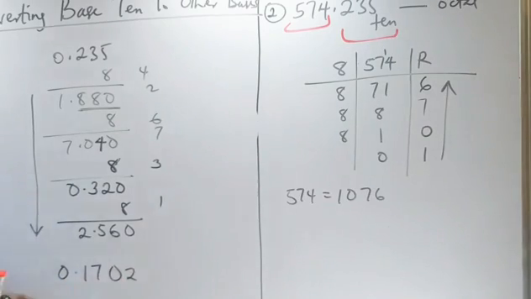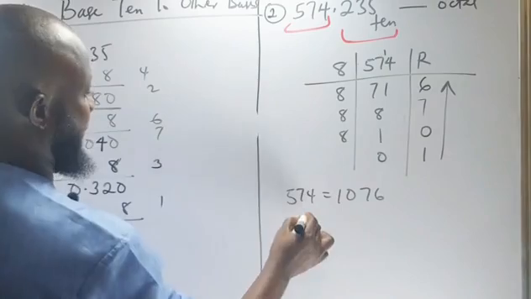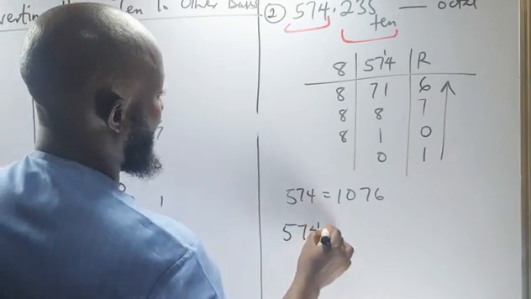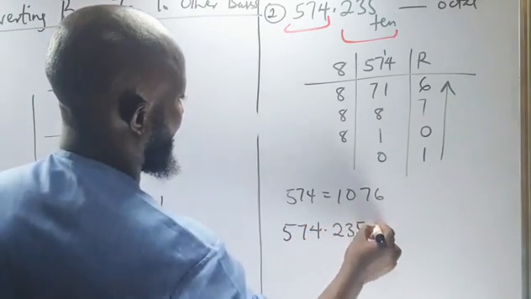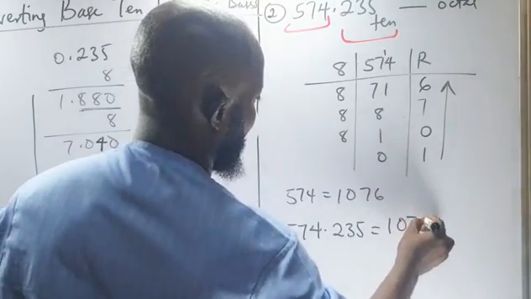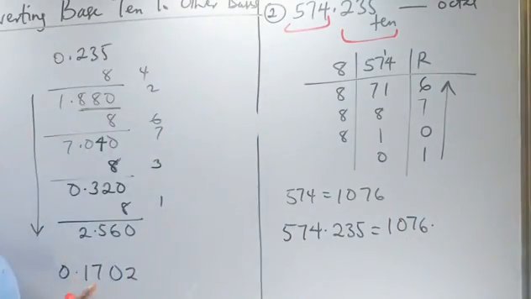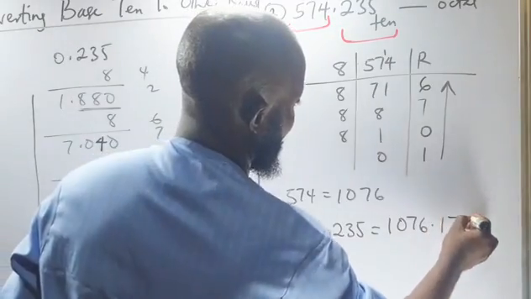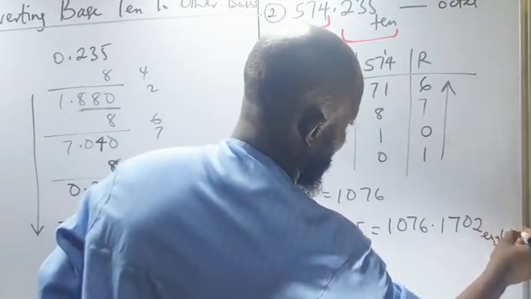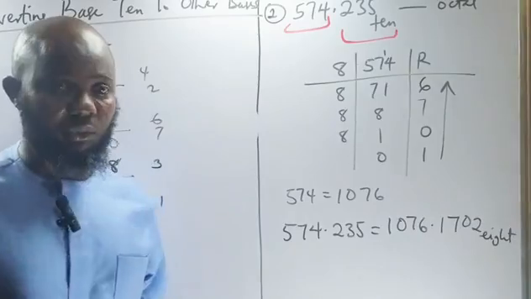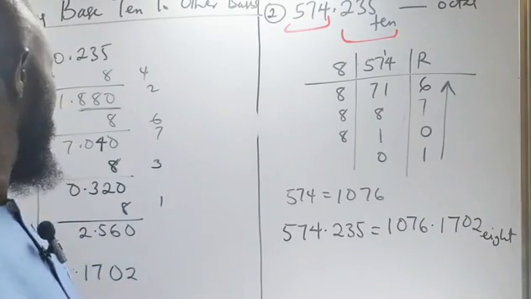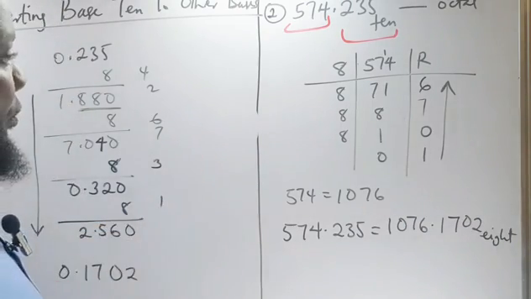So this means 0.1702, which we are going to add to the whole part. So 574.235 will be equal to 1076.1702 base what? Base 8. You notice that the highest digit we have here is what? 7. You cannot see 9 there. You can't see A, B, C, D to F. So that is that on the example, right?